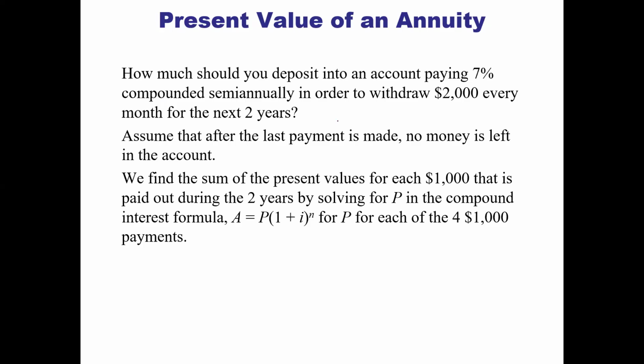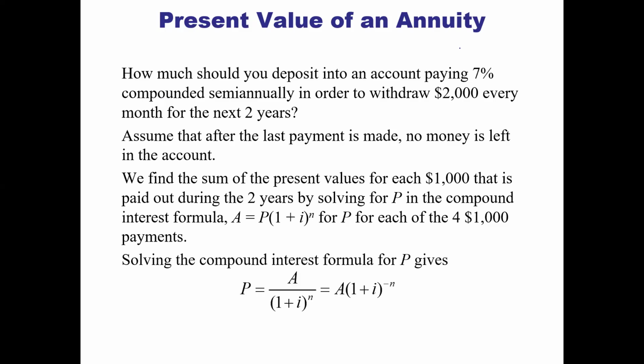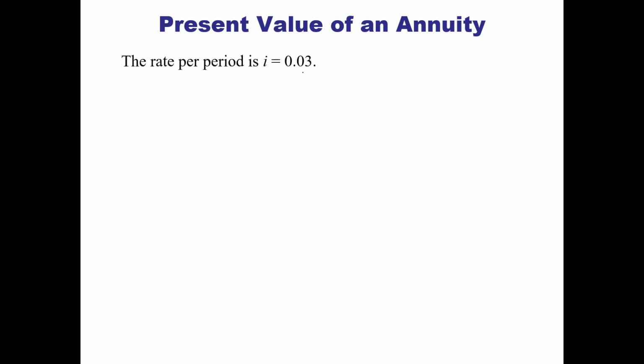So this is just going back to our compound interest formula, and then we're solving for P for each of the four payments. And we find that P is equal to A, and then we have 1 plus i over n, to the n, and so then that's equal to this. If we take it to the negative, so we bring this up here, so it's just on one line. And then the rate we found is 0.03, so we examine each payment separately now.